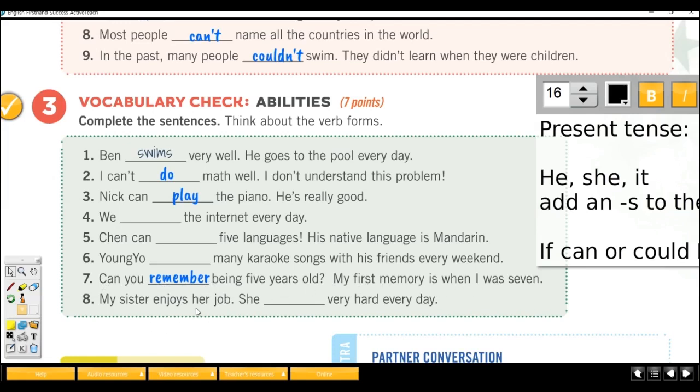And my sister enjoys her job. She something very hard every day. Okay. 직업이랑 같이 많이 나오는 동사예요. 어떤 거예요? What is a very common verb that comes with job? Okay, so I give you a second to fill in these other ones.